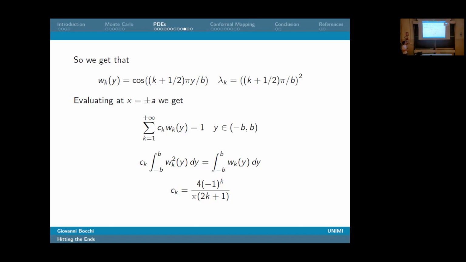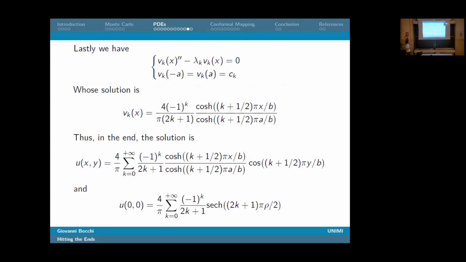So taking the integrals and by multiplying by w_j, essentially, we get this equation that allows us to find c_k for every k. So c_k has this value, and then we can revert to the equation for v, which is very similar, but we don't have the homogeneous condition. We have this c_k here.